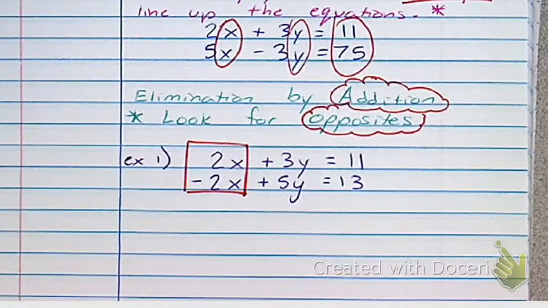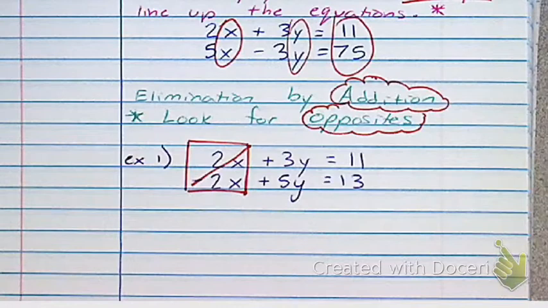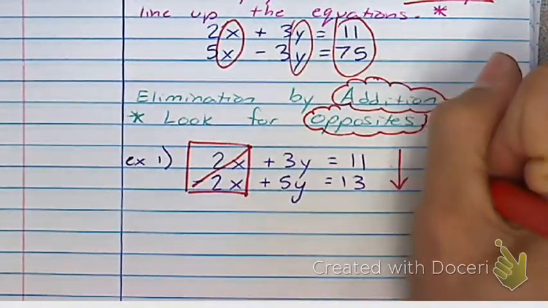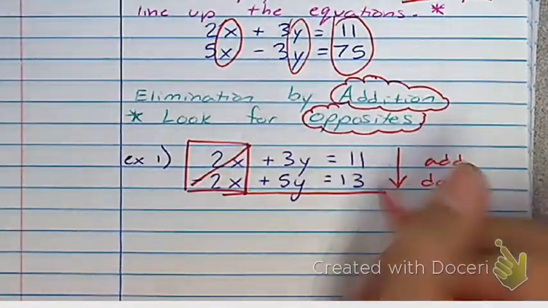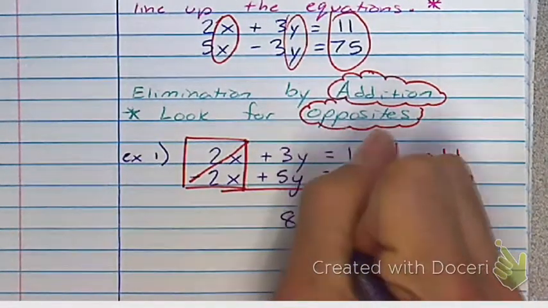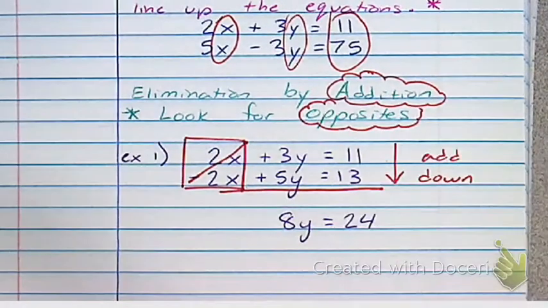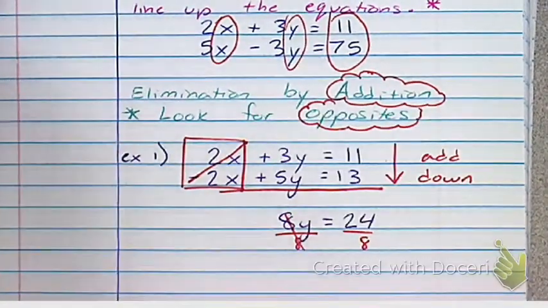If I add those two together, what does that give me? 0. So I'm just going to cross them out. Then you add it down. 3y and 5y gives me what? 8y. So 8y equals 11 and 13? 24. Last step? Divide by 8 to get 3. Good job, Kevin.